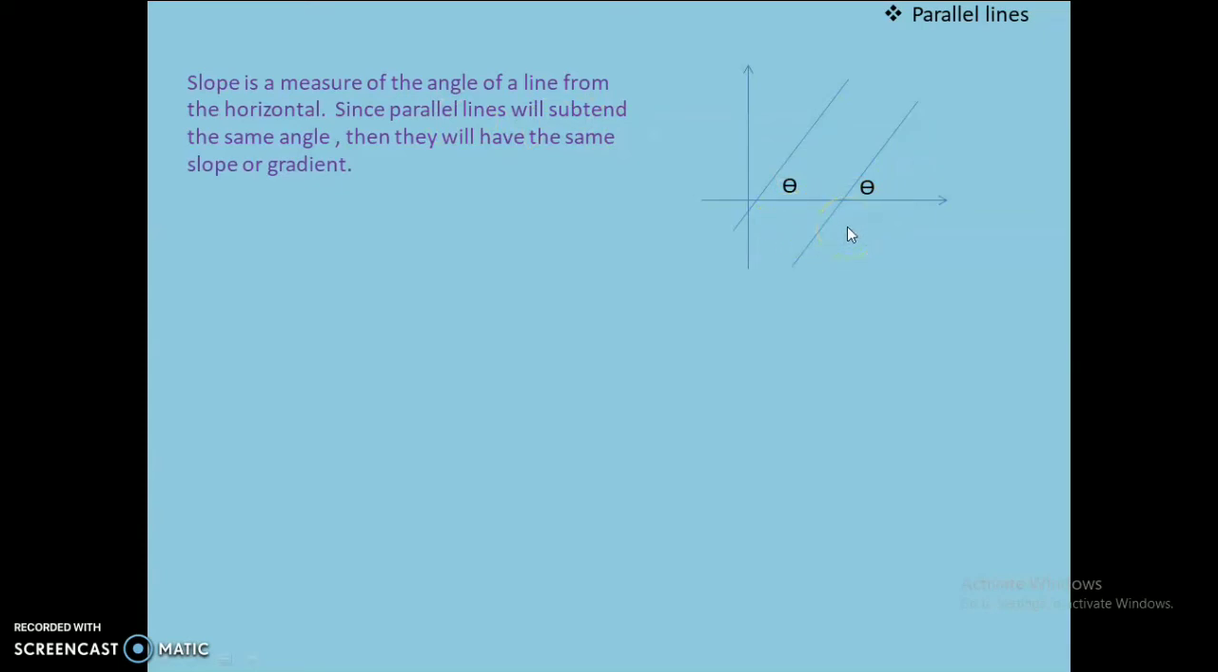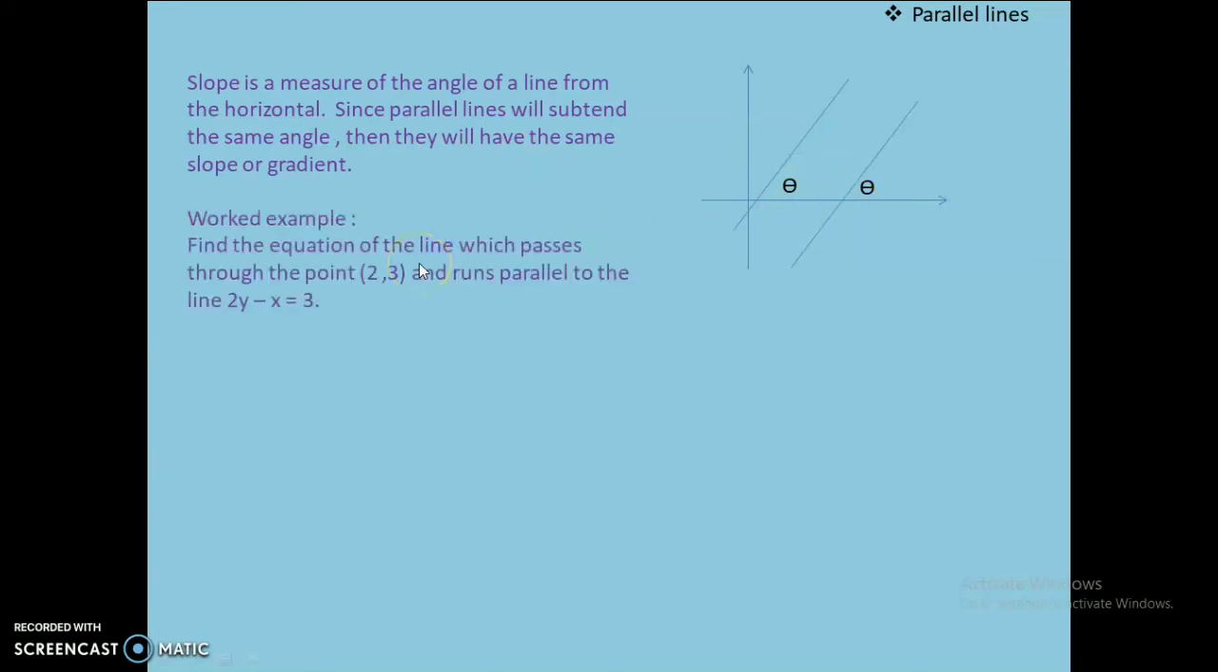Now, because we've already looked at gradients in part 1 of this video, and we related the gradient to the angle made by a line on the horizontal, and we said that the tan of the angle is the same as the gradient. So then if parallel lines make the same angle at the horizontal, then they will also have the same gradient.